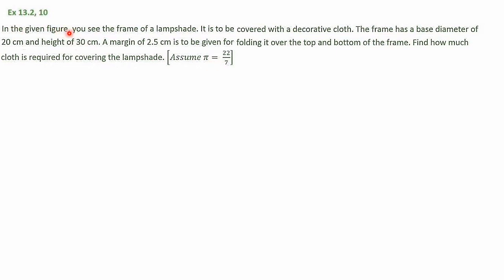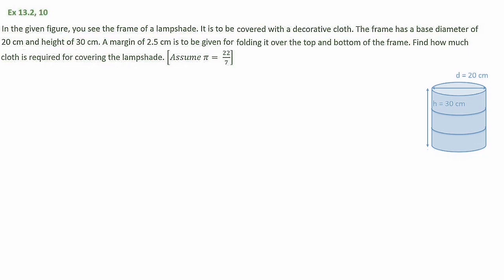So in the given figure, you see the frame of a lampshade. The lampshade is to be covered with a decorative cloth. The frame has a base diameter of 20 cm. From here we can calculate the radius. Height of the lampshade is given to us, 30 cm. And here we have to keep a margin for folding it properly, that is 2.5 cm.